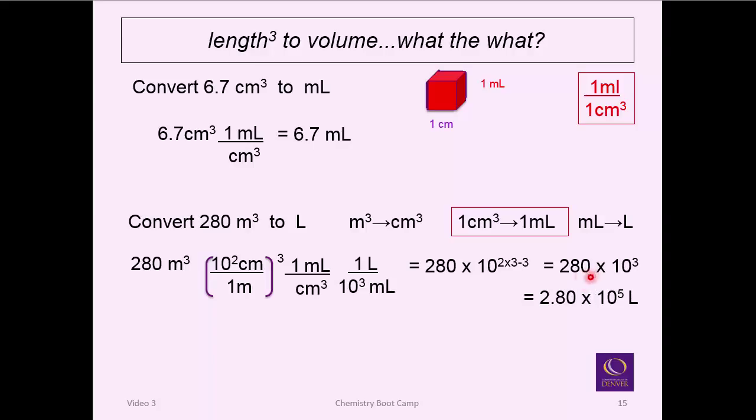Which, once again, I want to move my decimal over twice, then I need to increase this power. If this is getting smaller by a factor of 100, I need to increase this by a factor of 100. There you go, 2.8 times 10 to the 5th liters.